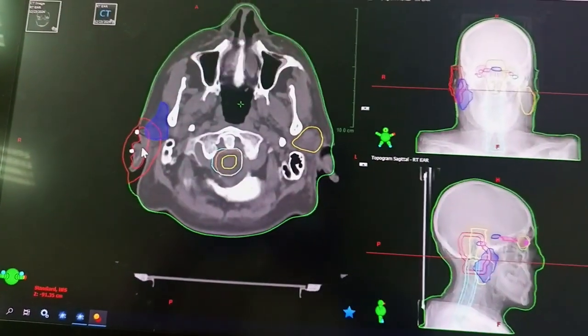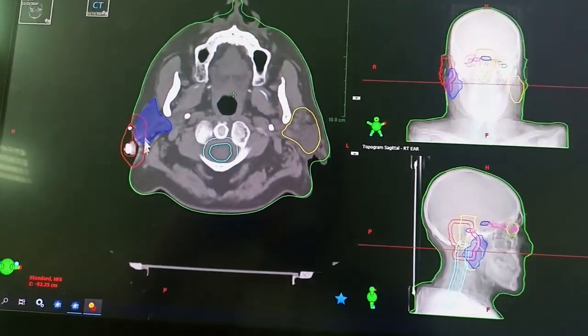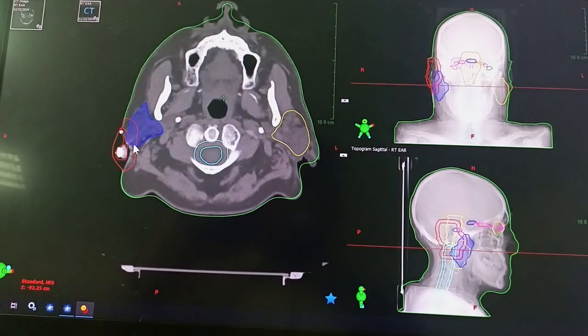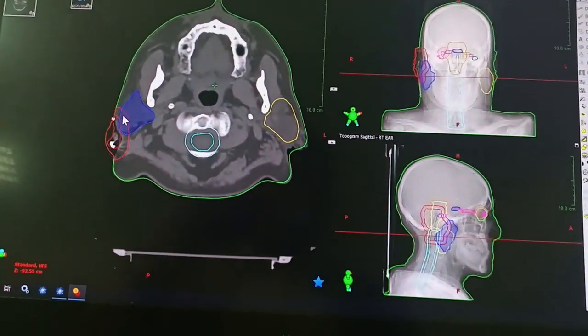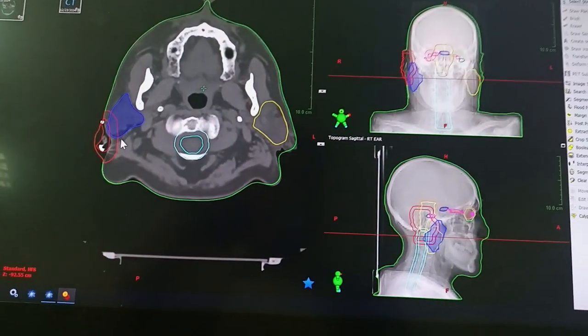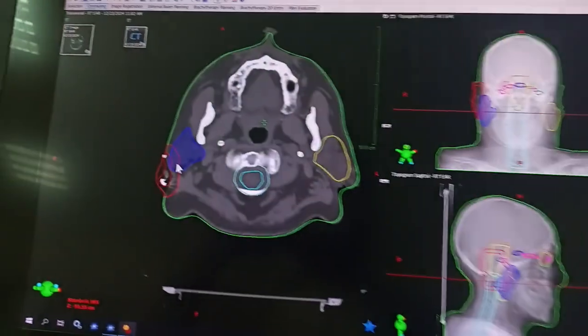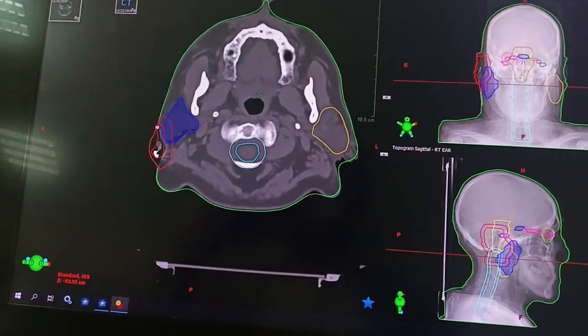Then we cropped it from the body, extending outside the body, with 0.00 centimeter. So this is the final plan for the basal cell carcinoma. Thank you so much.